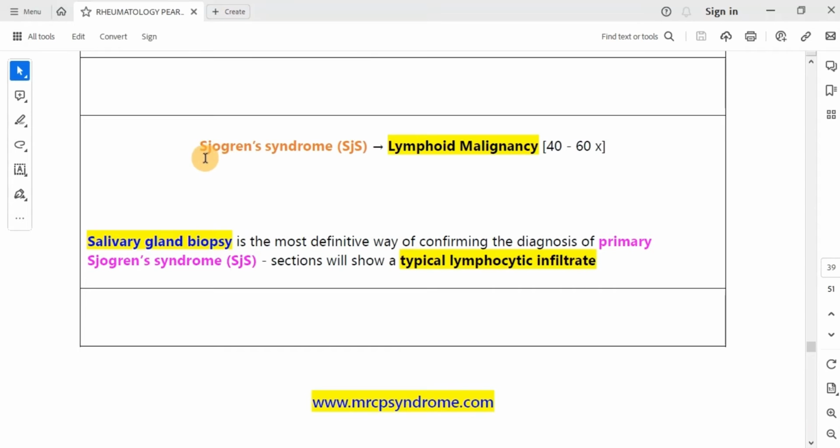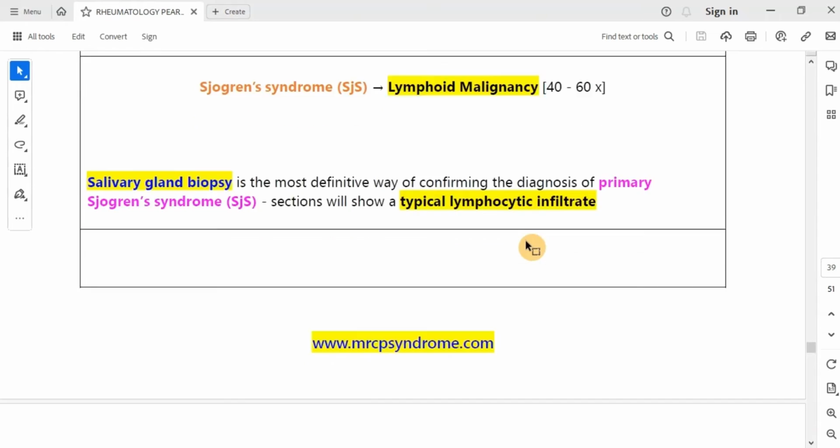A patient with Sjogren's syndrome has an increased chance of developing lymphoid malignancy, usually increased by 40 to 60-fold. Salivary gland biopsy or labial gland biopsy is the most definitive way of confirming the diagnosis of primary Sjogren's syndrome. Sections will show a typical lymphocytic infiltration.